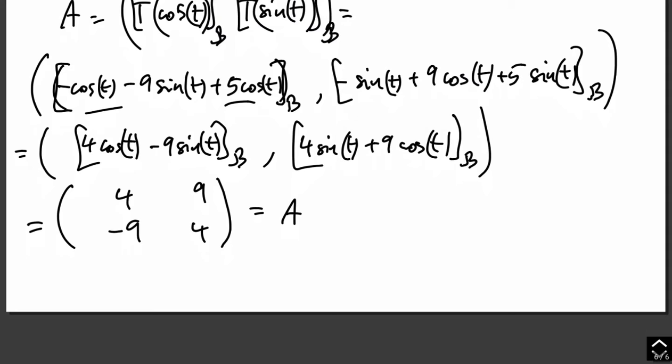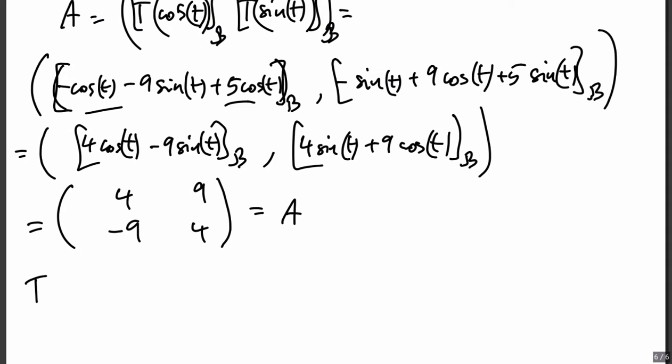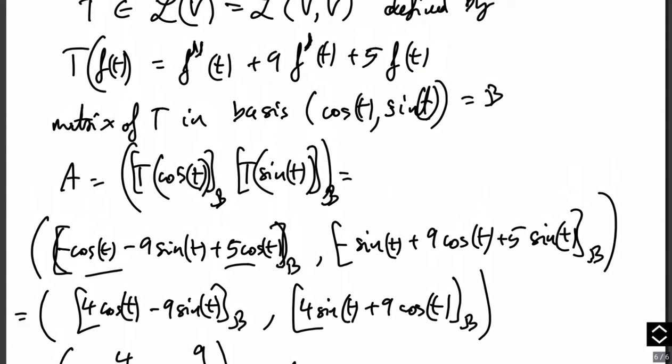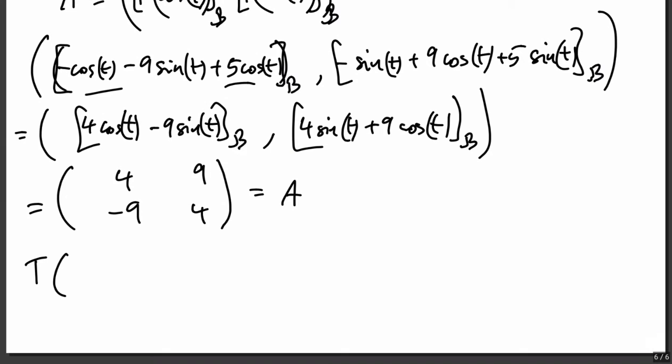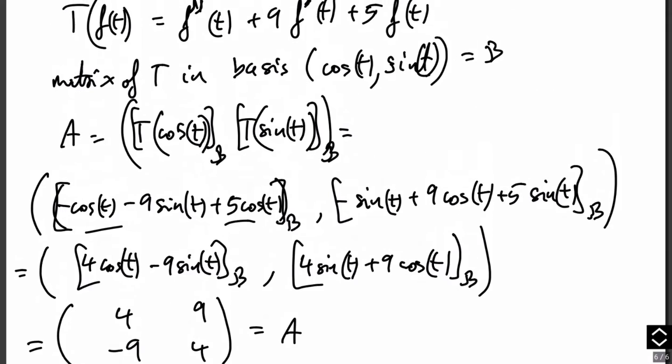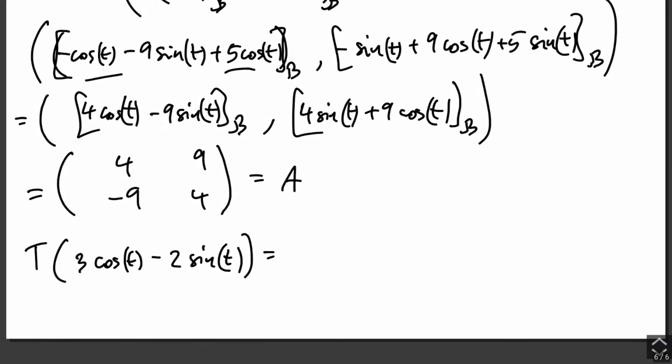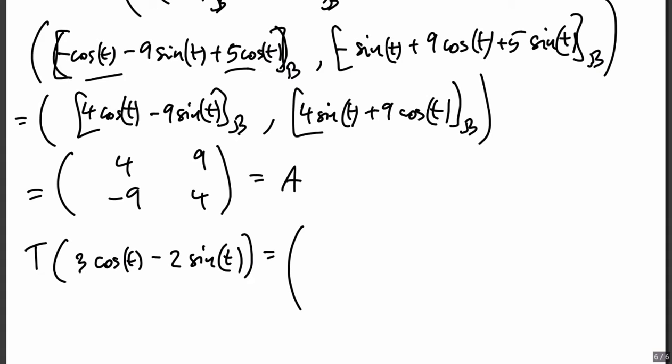And again, the reason why this is so fantastic is because if you, for example, want to apply this differential operator, second derivative plus 9 times the first derivative plus 5 f of t, to a function like 3 cosine of t minus 2 sine of t, instead of doing all this differentiation, all you have to do is multiply the 4, 9, minus 9, 4 matrix with the coordinate matrix of this function, which is 3 and minus 2.